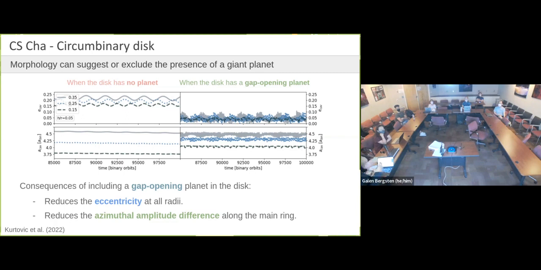However, if you look at the cavity size, you can see that the cavity size barely changes between the no planet and the planet scenario, meaning that the cavity size is not a good tracer to find planets in these systems.